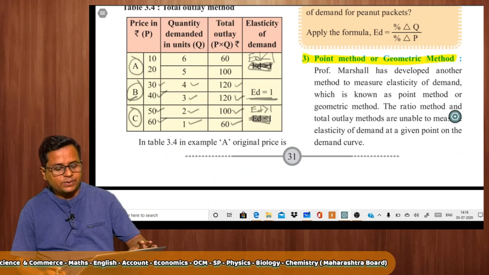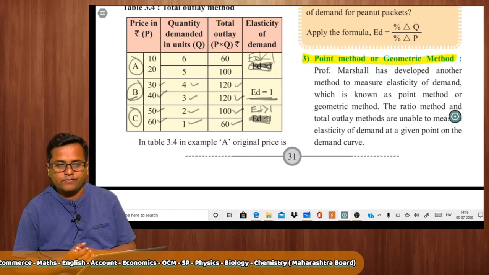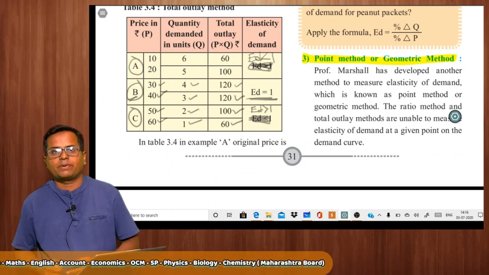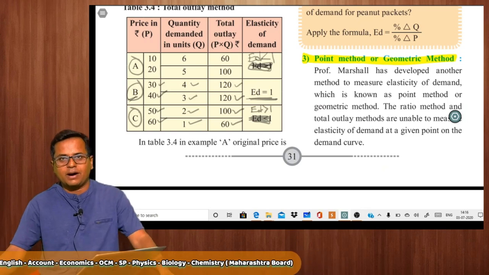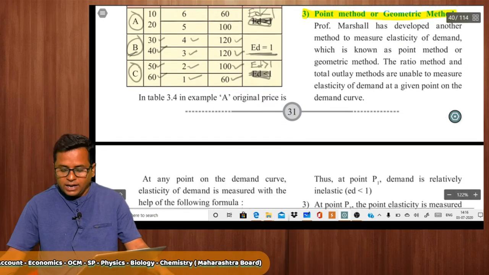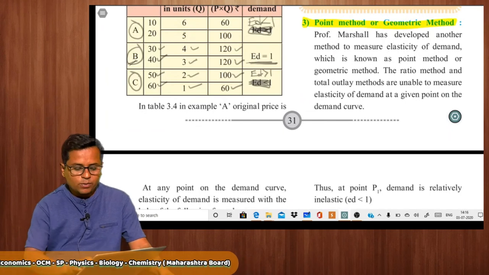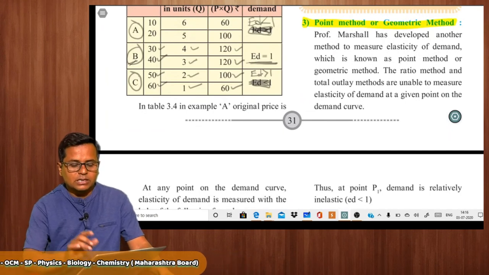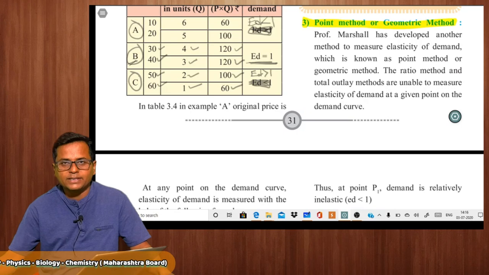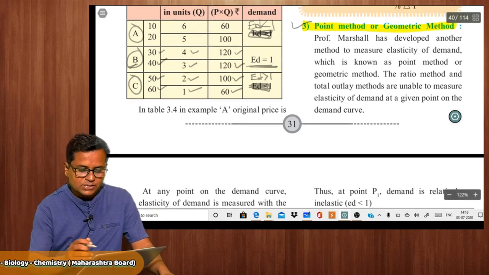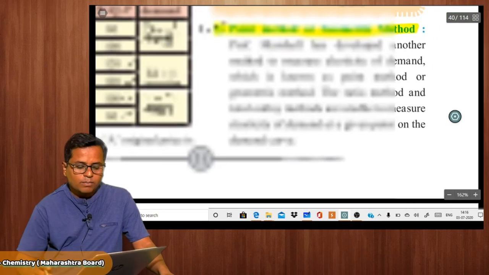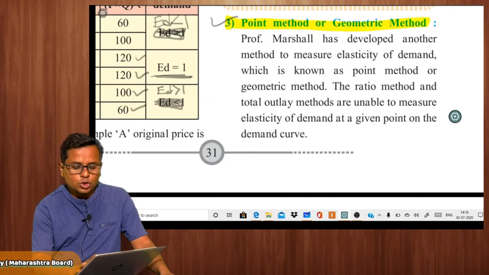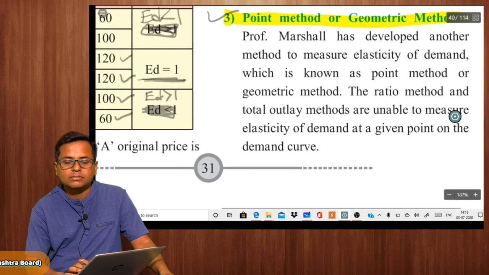In our last video we saw two different methods of measuring price elasticity of demand, and now in this video we are going to see the next method of measuring price elasticity of demand, that is point method or geometric method.